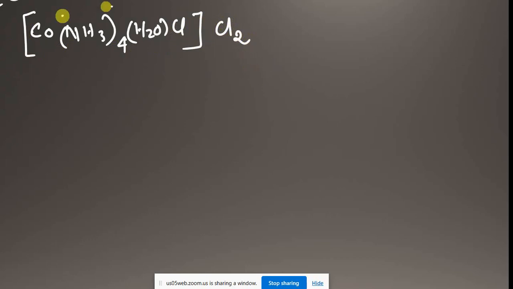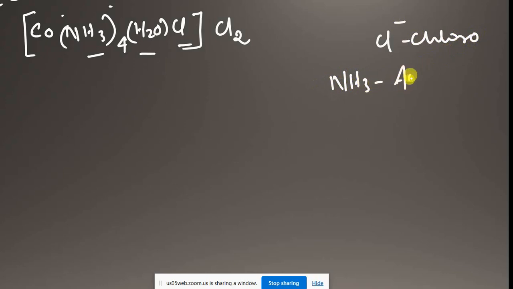So first of all, how many ligands are there? Amine is a ligand, aqua is a ligand, chlorine is a ligand. So chlorine is a negative ligand, that is Cl minus, so we have to call it chloro. Right. This is the chloro ligand. And another one, what is the ligand? NH3. That is amine. And another ligand, H2O. This is also neutral. We call it aqua.